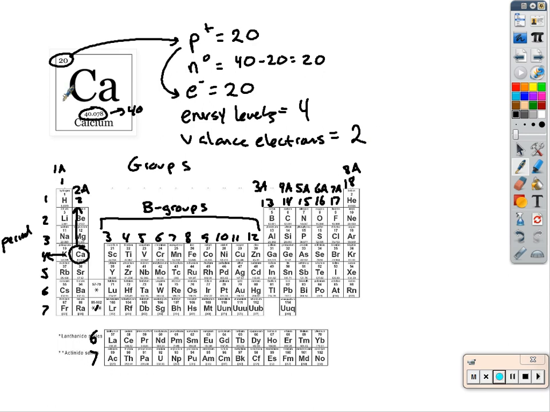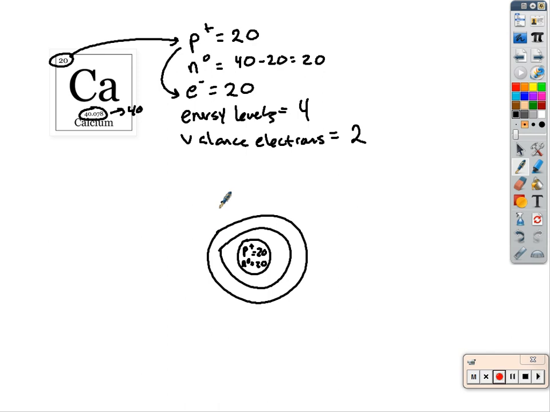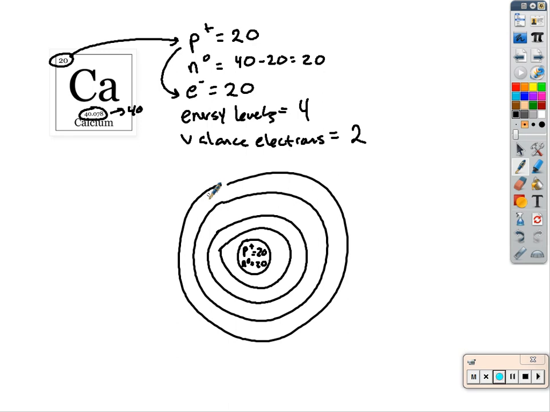Here's how we draw the model. Let's draw the model. Start with the nucleus. And again, all I got to do in the nucleus is tell me how many protons and neutrons you have. 20 of each. That's the easy part. We have to draw in 4 energy levels. 1, 2, 3, 4.